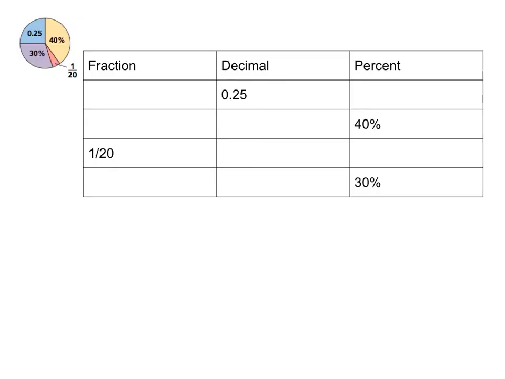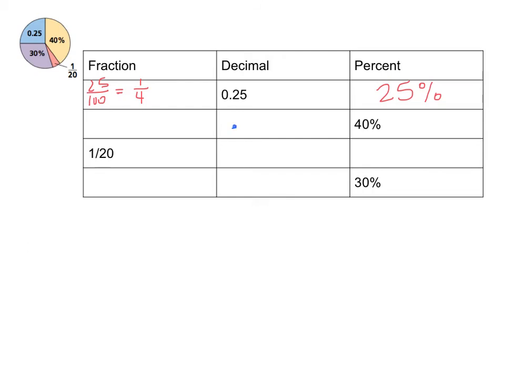Let's see if we can figure out this table. So I have the decimal here of 25%. So what would that be as a fraction? So always start by doing 25, whatever that is, over 100 and reducing it. So 1/4. So what would that be as a percent? 25%.